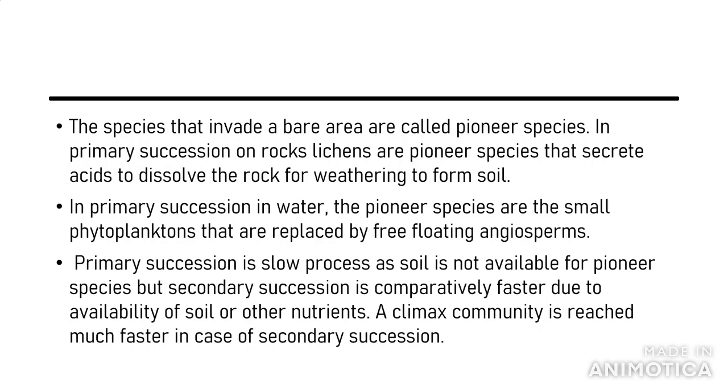The species that invade a bare area are called pioneer species. In primary succession on rocks, lichens are pioneer species that secrete acids to dissolve the rock for weathering to form soil. In primary succession in water, the pioneer species are the small phytoplanktons that are replaced by free-floating angiosperms. Primary succession is slow as soil is not available for pioneer species, but secondary succession is comparatively faster due to availability of soil or other nutrients. A climax community is reached much faster in case of secondary succession.